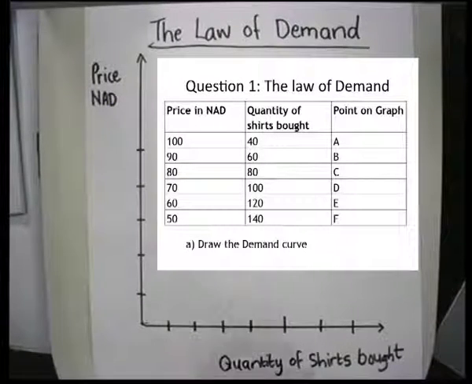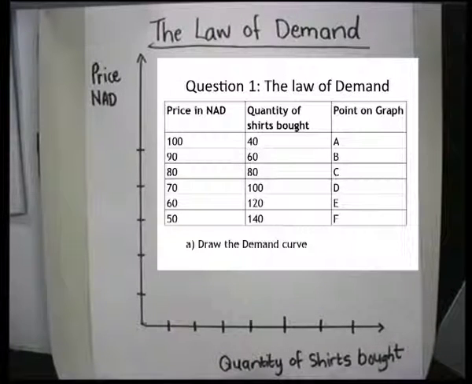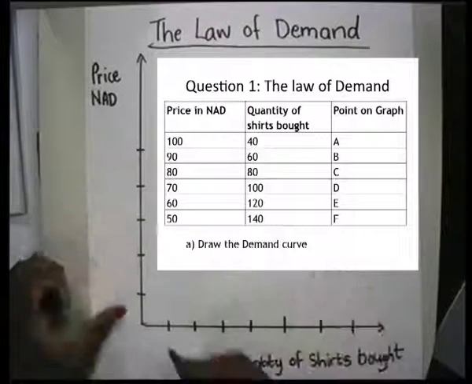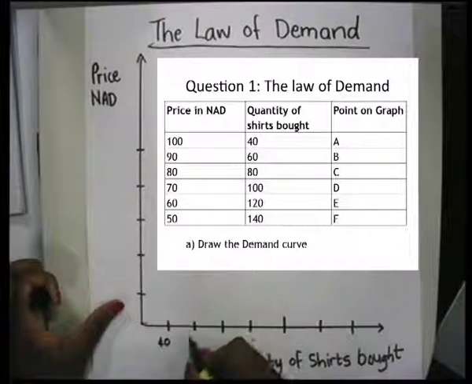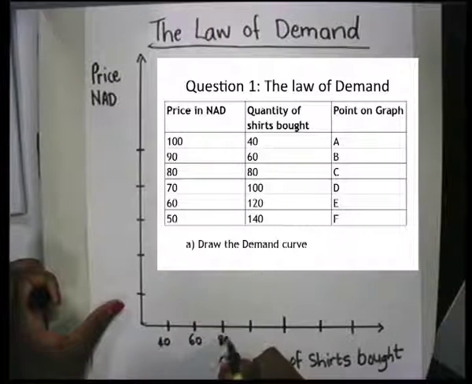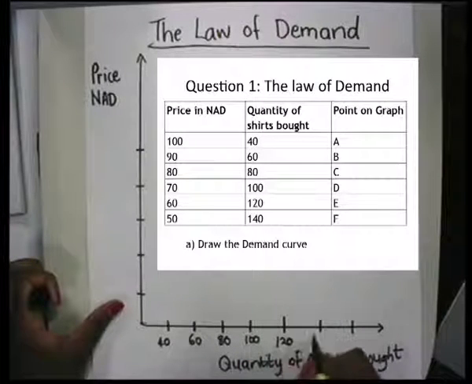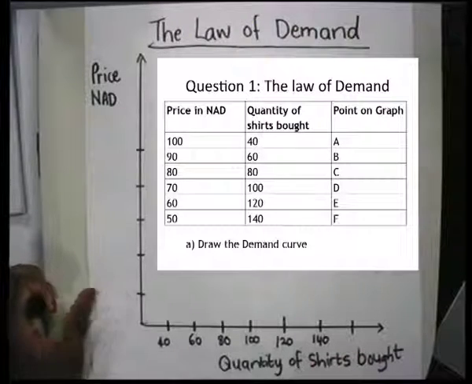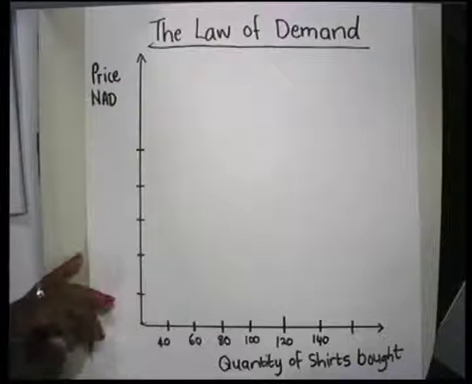It's also important that you input the figures that have been given to you on the graph. For example, for the quantity of shirts bought, we have 40, 60, 80, 100, 120, and 140. So I'm going to put them into our graph. We have 40, 60, 80, 100, 120, and 140.